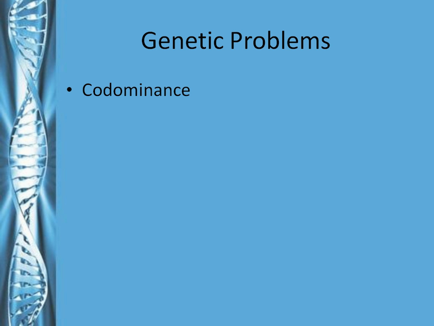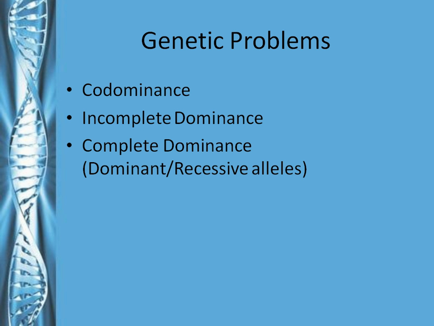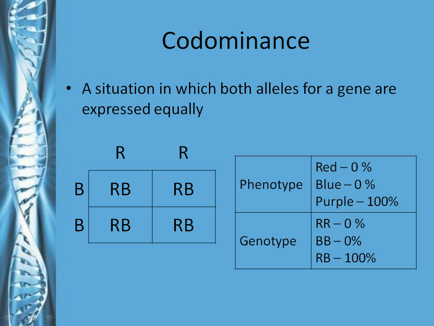First of all, there's the idea of codominance, and then incomplete dominance, followed by complete dominance, which is where the idea of dominant and recessive alleles come in, and then sex-linked genetics or sex-linked traits. So first of all, we take a look at codominance.